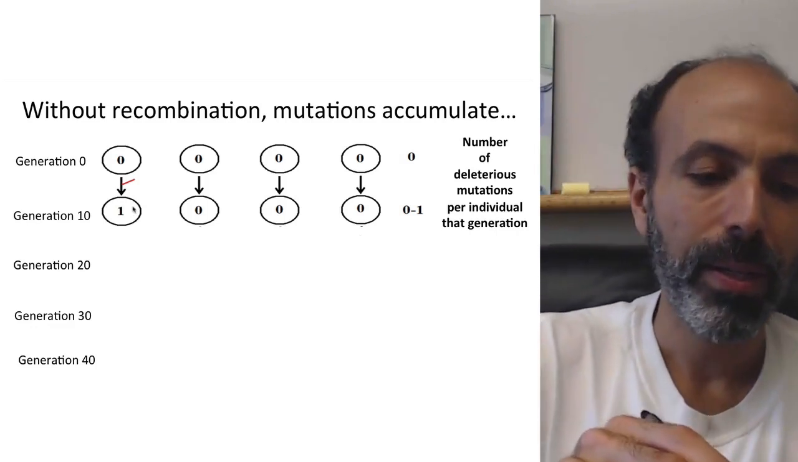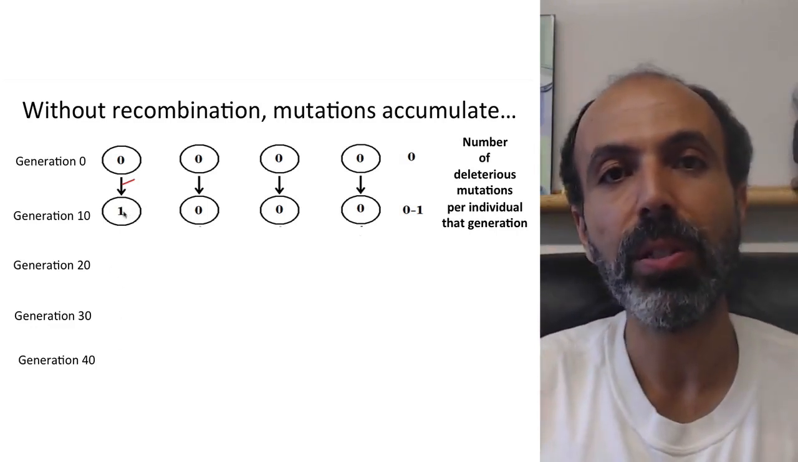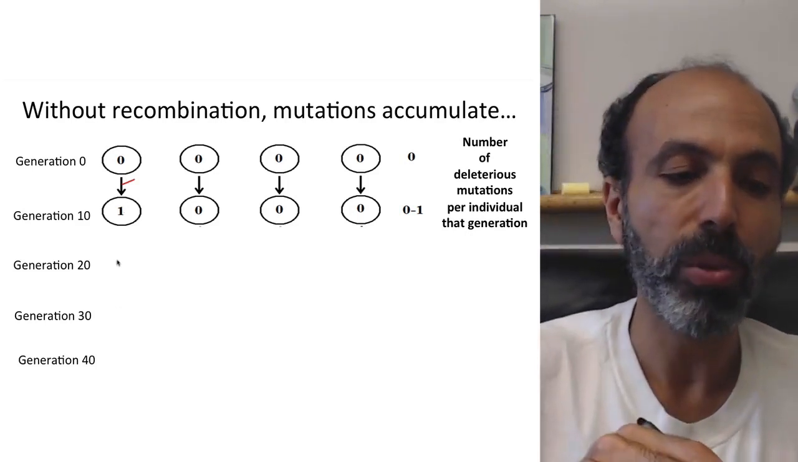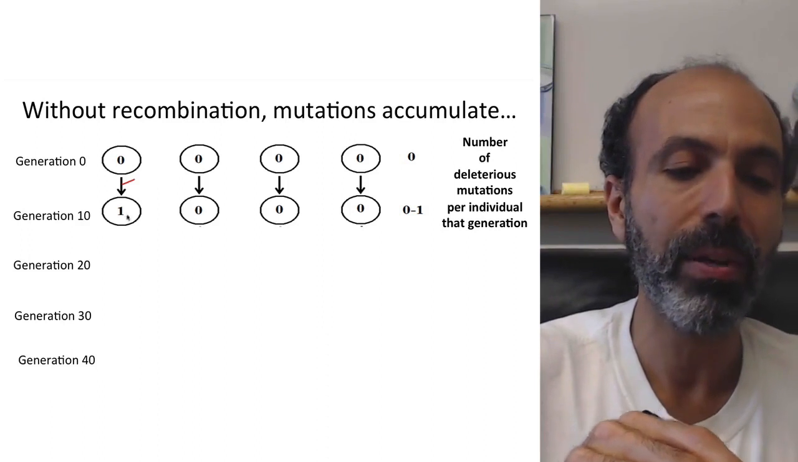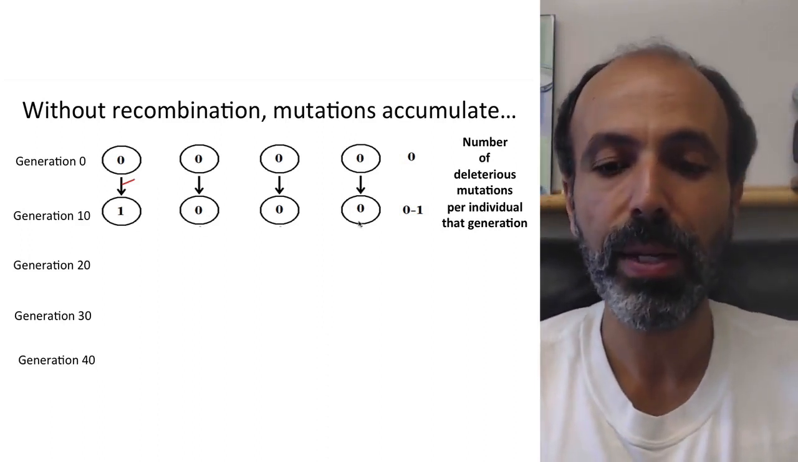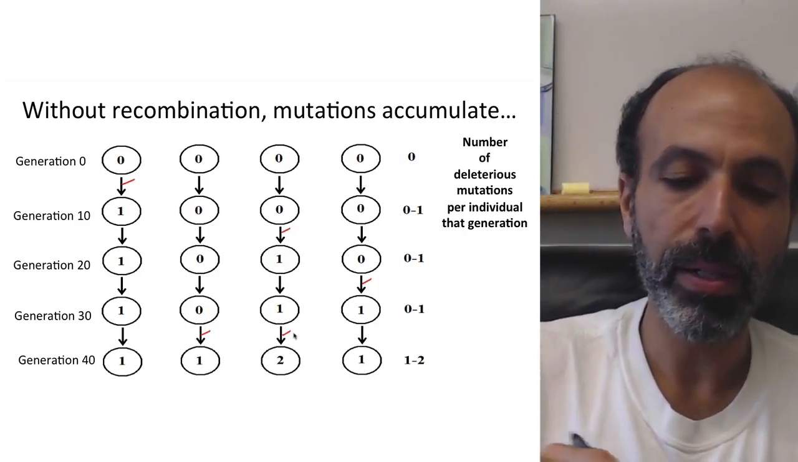Well, guess what? Every offspring that comes from this individual is going to have that same bad mutation. He has no way to get rid of it. There's no way for him to eliminate that. So all his offspring are doomed to carry this bad mutation. These ones are still all okay. Well, what's going to happen after more time? Well, we'll have more mutations arising here, here, here, here.